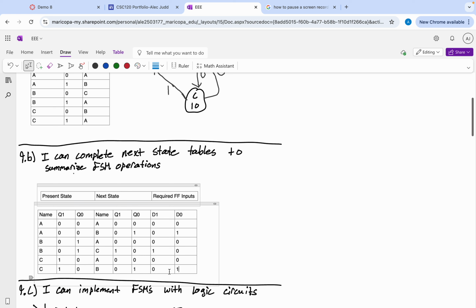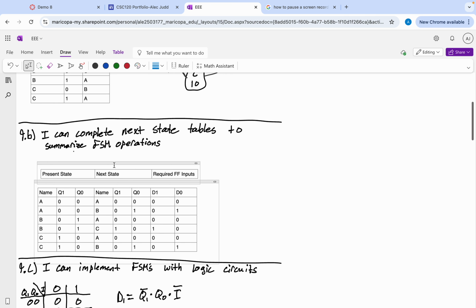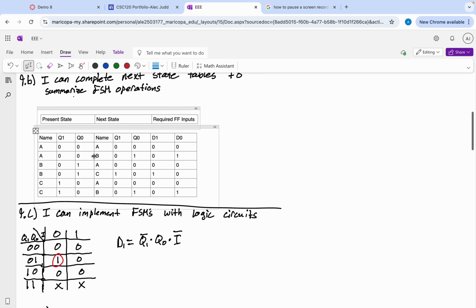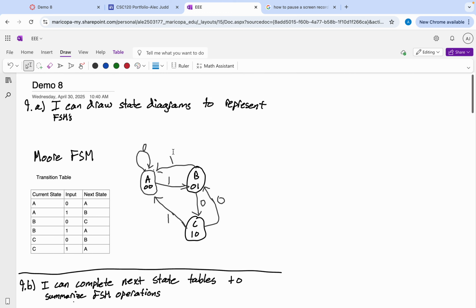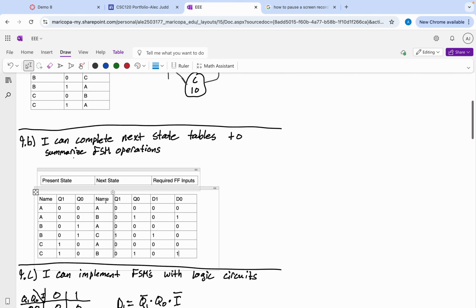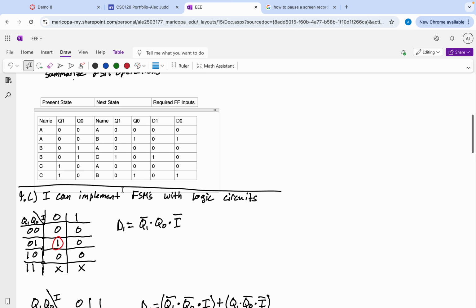Okay, yep, that looks right. So that's how you take your state diagram and fill out your next state tables. And so for 9C, I can implement FSMs with logic circuits. So I'm going to take this state diagram and this next state table, and I'm pretty much going to use that to demonstrate C. So from here, we can now fill out our K-maps.